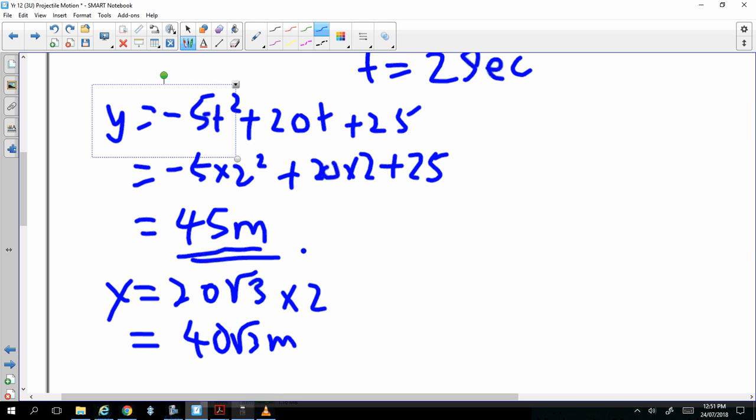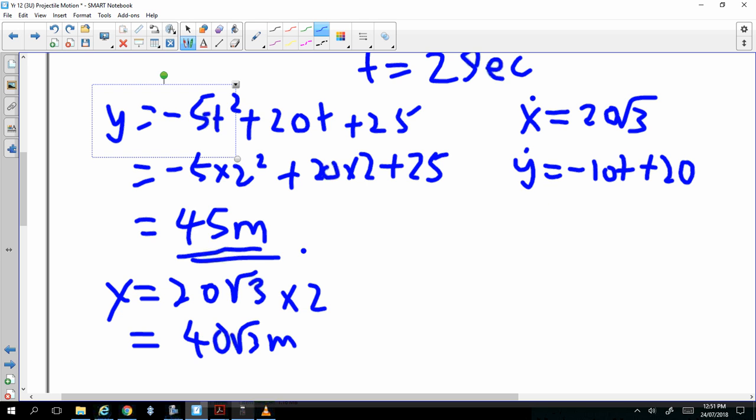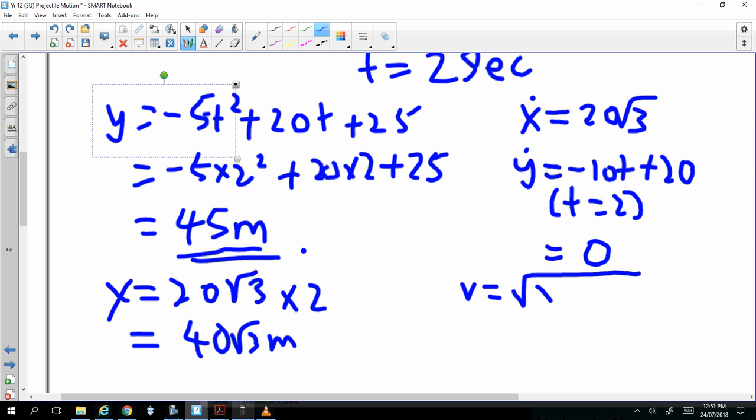which is 0. Okay, so to work out the speed, you go root of x dot squared plus y dot squared. And then if you work it out, now because y dot is 0, it will be 0 squared plus 20 root 3 squared. It will just be the same as the horizontal component. Okay.